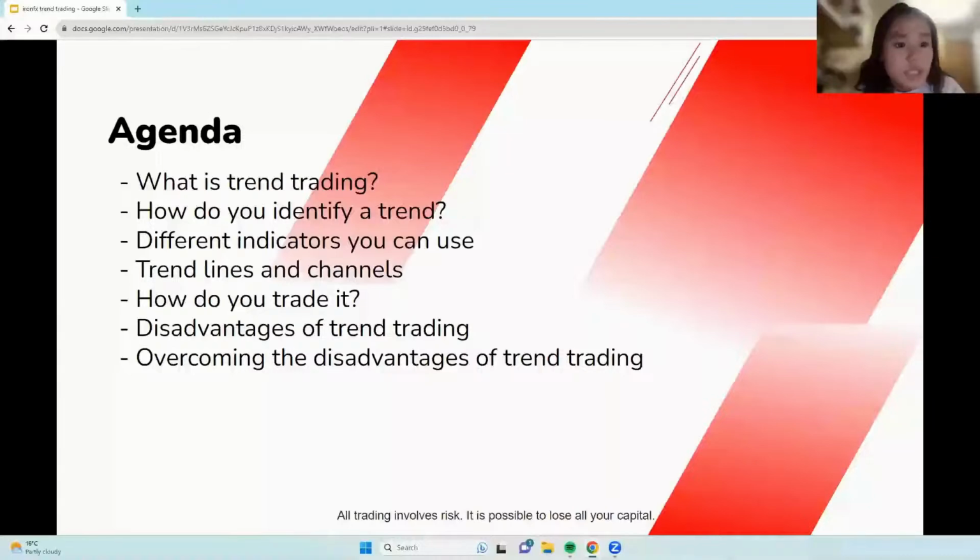So this is our agenda for today. Firstly, we'll go through what exactly is trend trading and how to identify a trend using trend lines and channels. And then we will look at the different indicators that you can use and how you trade using these indicators. Next, we'll look at a couple of disadvantages of trend trading and how you can overcome these disadvantages. Okay, let's get right into it.